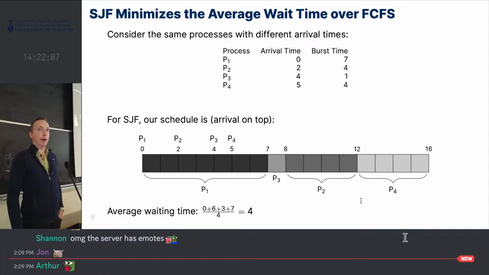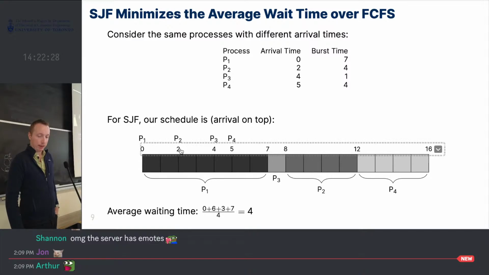So if we compute our average waiting time, we have to take into account whenever processes arrive. For P1, it arrived at time equals 0, and then it started executing at time equals 0. So it waited for 0 time units. Then if we calculate the waiting time for P2, well, it arrived at time equals 2, and P2 started executing at time equals 8. So 8 minus 2 equals 6. So it was waiting around for 6 time units before it executed.